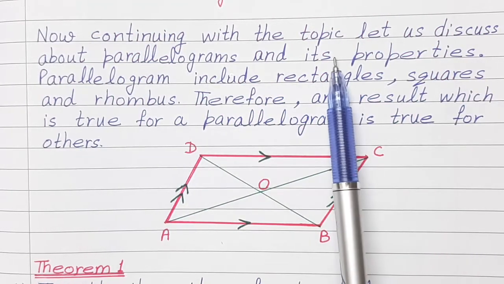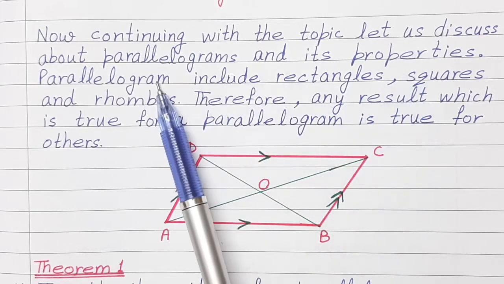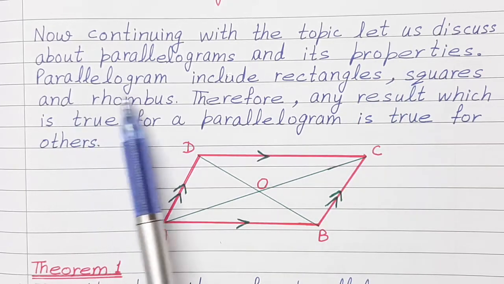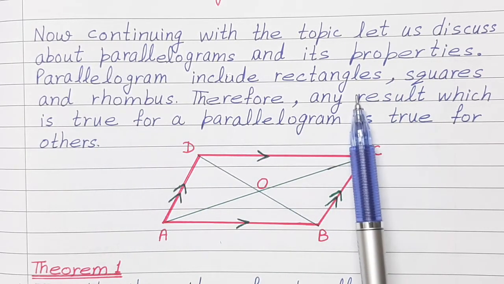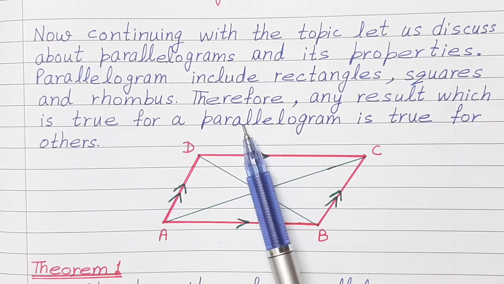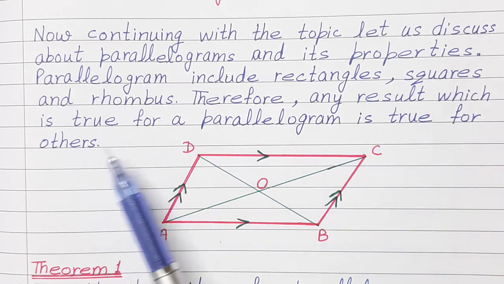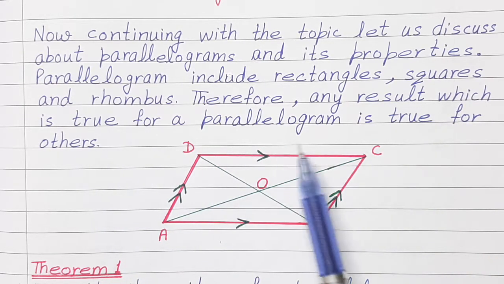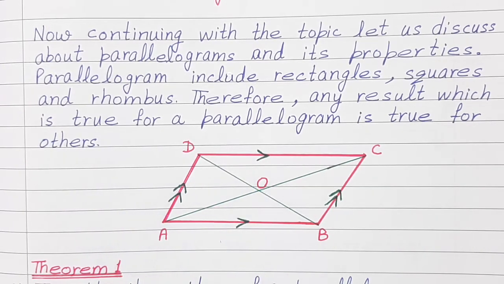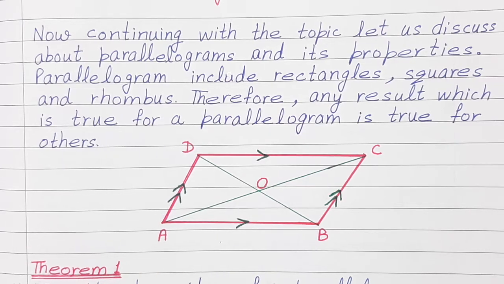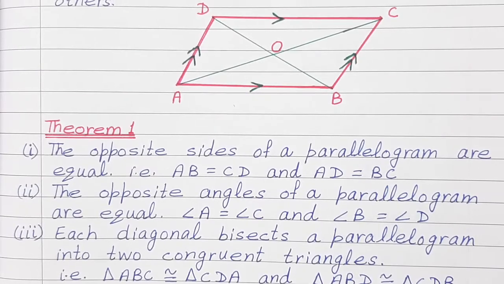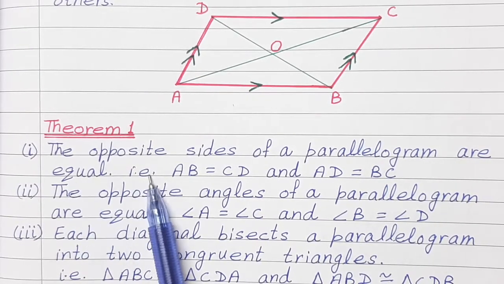Now continuing with the topic, let us discuss parallelograms and their properties. Parallelogram includes rectangles, squares and rhombus. Therefore, any result which is true for a parallelogram is also true for the others. Now, students, let us discuss a few theorems based on parallelogram. So, have a look.